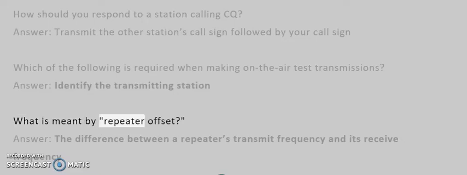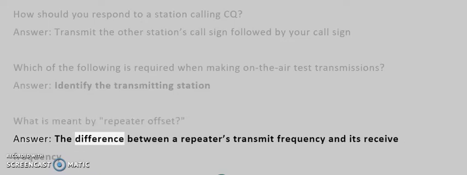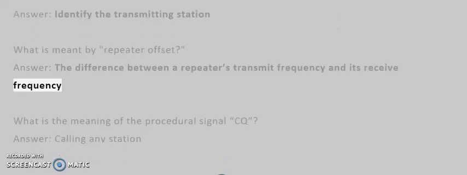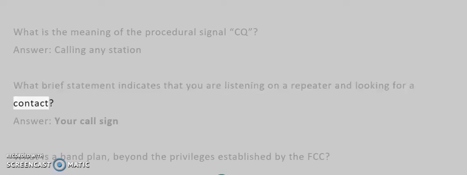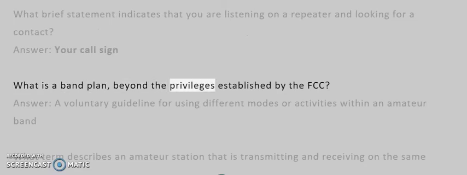What is meant by repeater offset? Answer, the difference between a repeater's transmit frequency and its receive frequency. What is the meaning of the procedural signal CQ? Answer, calling any station. What brief statement indicates that you are listening on a repeater and looking for a contact? Answer, your call sign. What is a band plan, beyond the privileges established by the FCC?